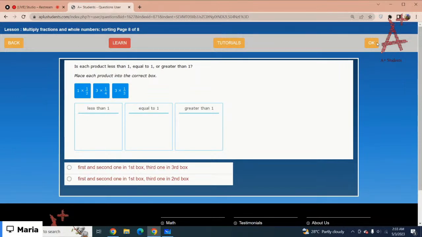The second one is 3 times 1 is 3. 3 over 4, it would be less than 1. It would be in the first box. And 3 and 3 got cancelled out. You are left with 1. It would be in the second box. So that is like option number 2. First and second one in the first box, and the third one in the second box because it is equal to 1.